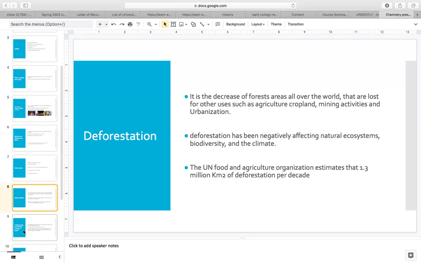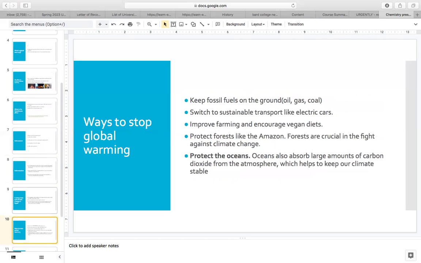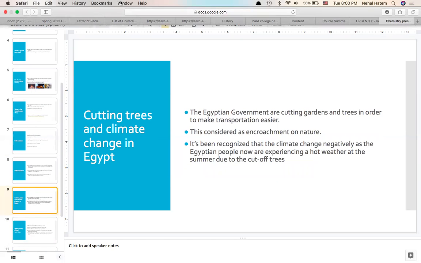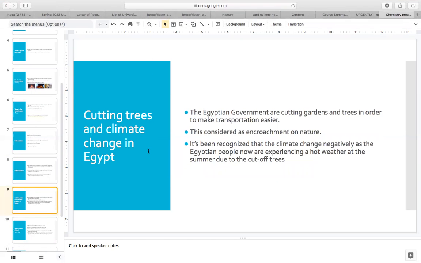Then moving to the next point, cutting trees and climate change in Egypt. I would like to share what is happening in Egypt. By the way, the global warming and deforestation, it's a problem that is happening widely throughout the world. But I want to share Egypt's problem.